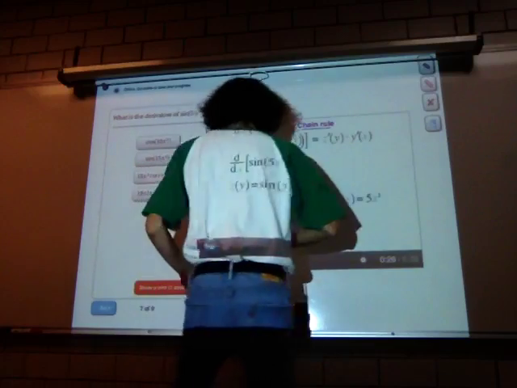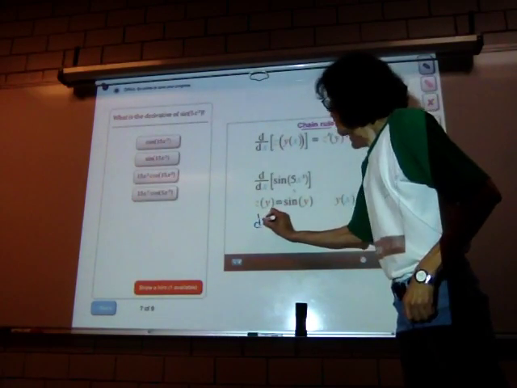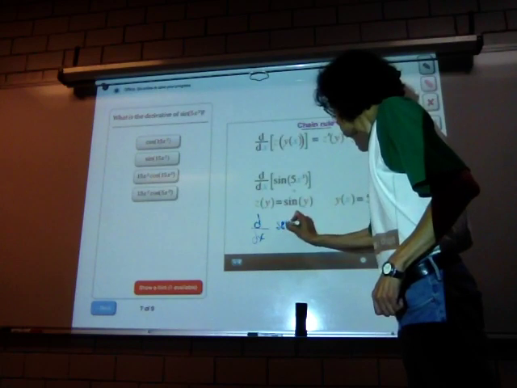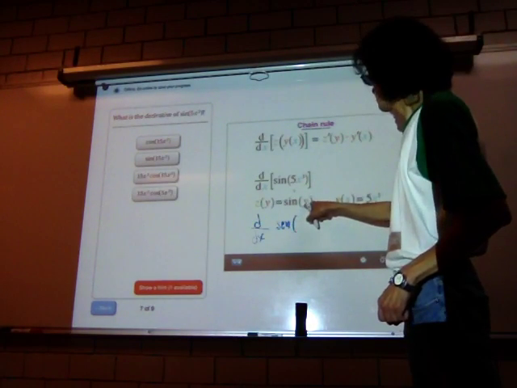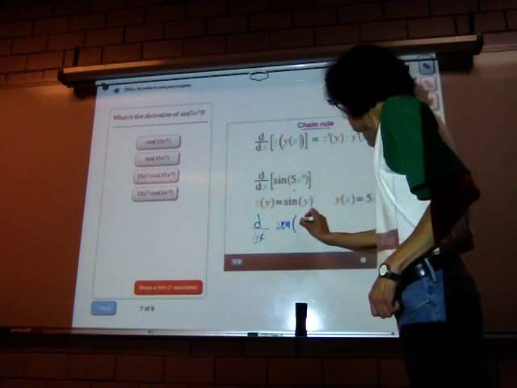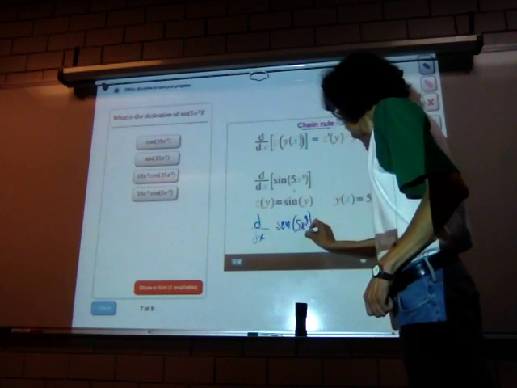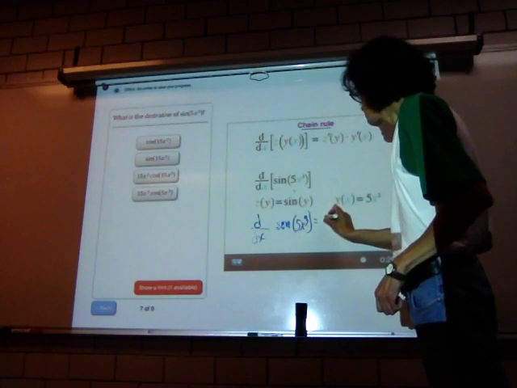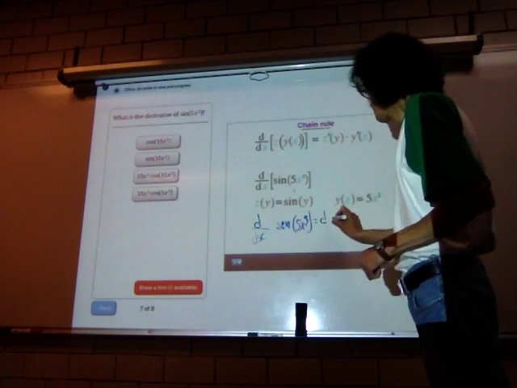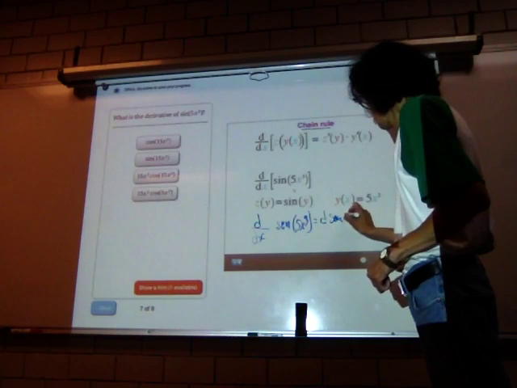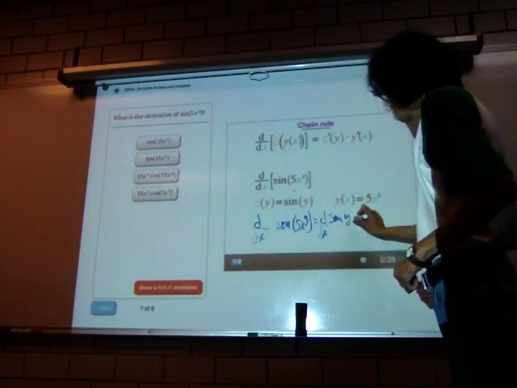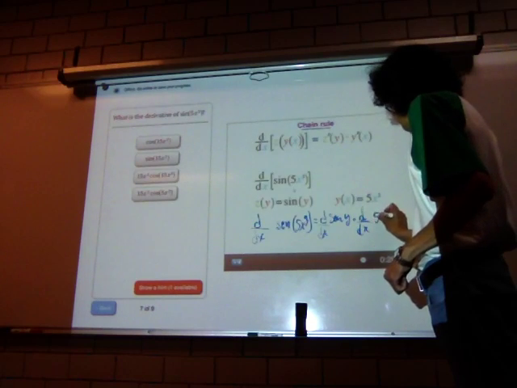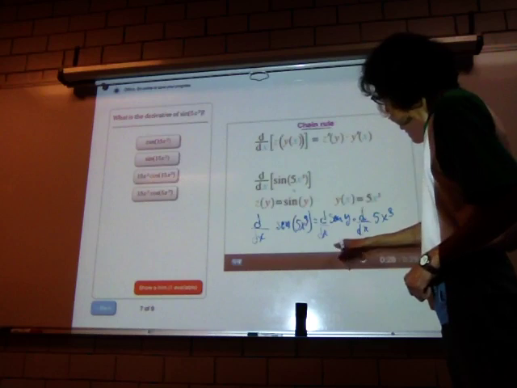Vamos a decir que la derivada en x del seno de y, donde y de x es 5x cúbica, es igual a z prima de y, que sería la derivada del seno de y por la derivada de y de x, la derivada en x de 5x cúbica. Entonces, ¿cuál es la derivada de y?